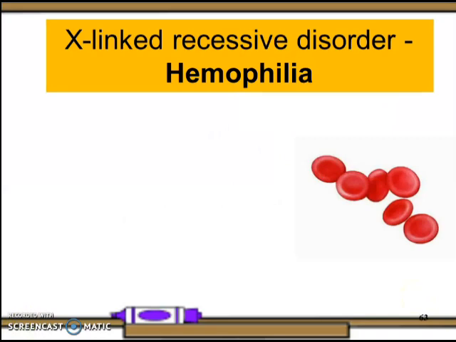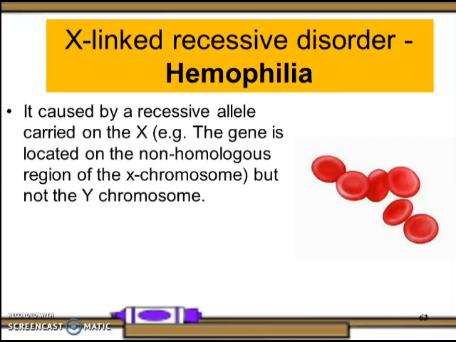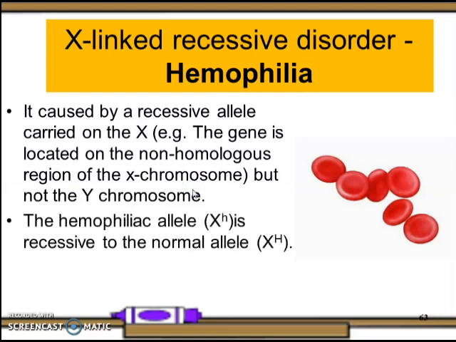Hemophilia is an X-linked recessive disorder. It is a blood disorder where the blood does not clot properly. It is caused by a recessive allele carried on the X. For example, the gene is located on the non-homologous region of the X chromosome but not the Y chromosome. The hemophiliac allele is recessive to the normal allele. Hence it is sex-linked.